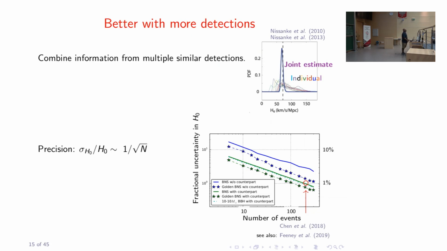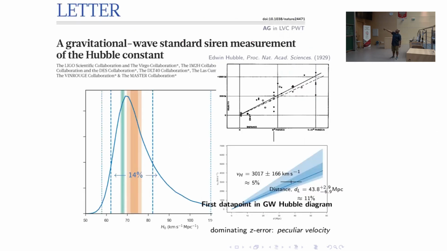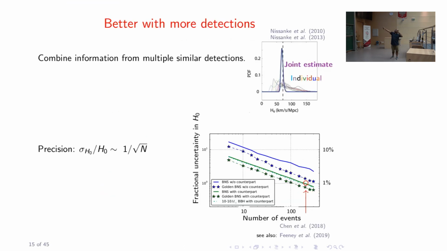Yeah? You mean 100% certainty? You need an infinite number. No, not with 100% certainty. What I'm saying is, our measurement uncertainty now with one single observation is 14%. Okay? The error in the measurement is 14%. If we want a 1% error, then how many detections would we need?